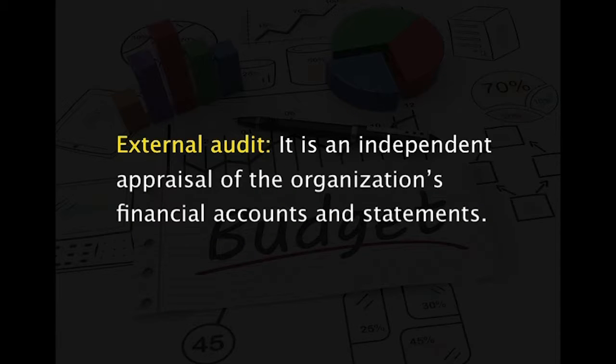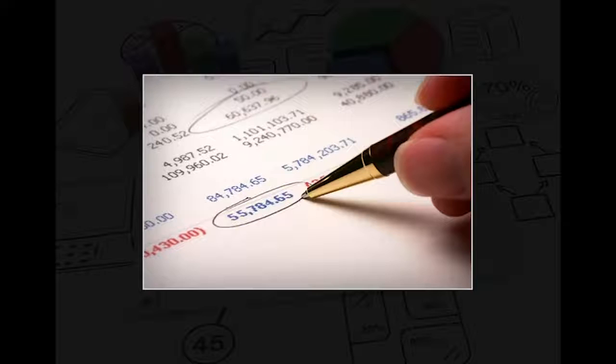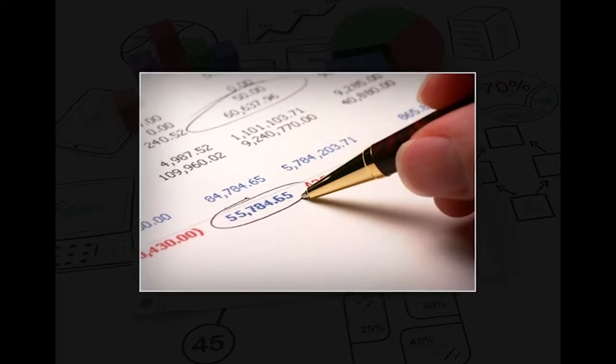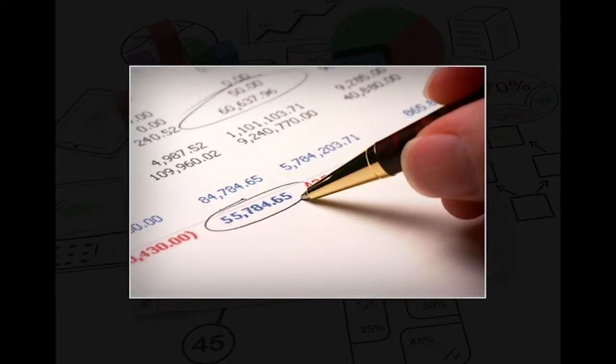External audit. It is an independent appraisal of the organization's financial accounts and statements. The purpose of external audit is to ensure that the interest of the shareholders and other outside parties connected with the company are safeguarded against the malpractices of the management. The external auditor has to certify the annual profit and loss account and balance sheet.